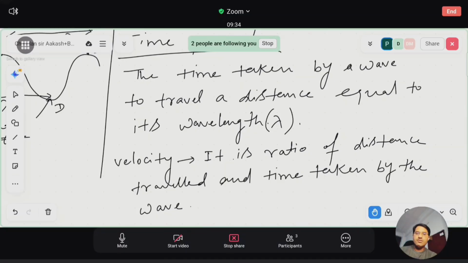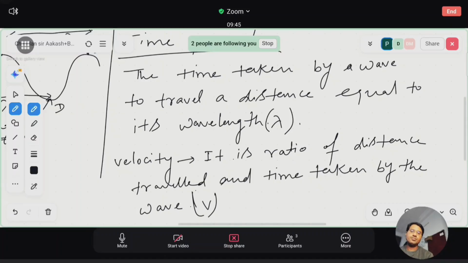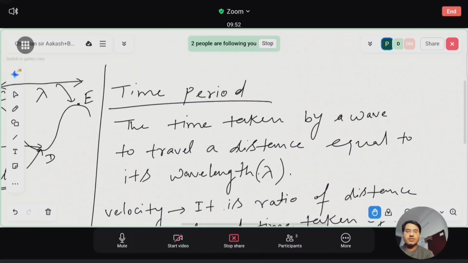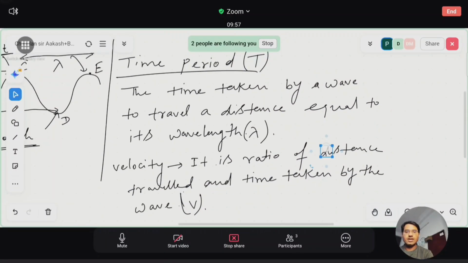So velocity understood? Velocity is very simple. It is the ratio of the distance traveled and the time taken by the wave. It is denoted by v, as we already know. Time period was denoted by capital T. Now can you tell me what should be the relation between lambda, capital T and v? What should be the relation between these three?